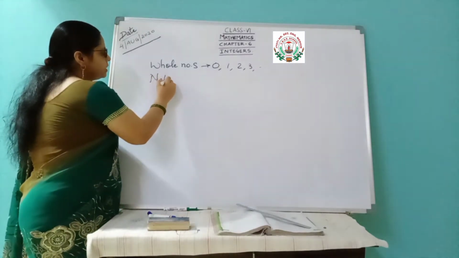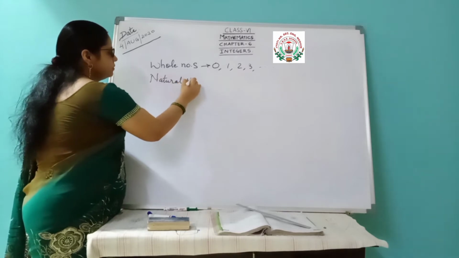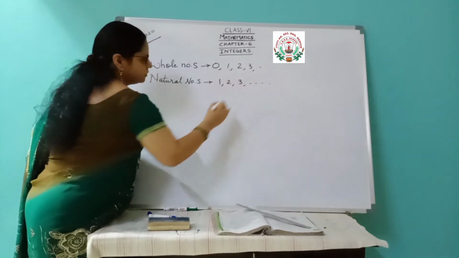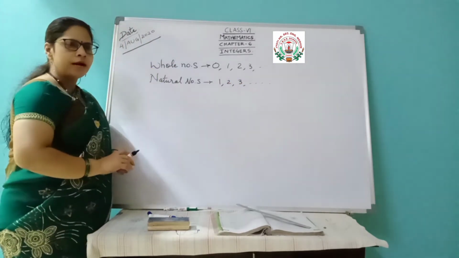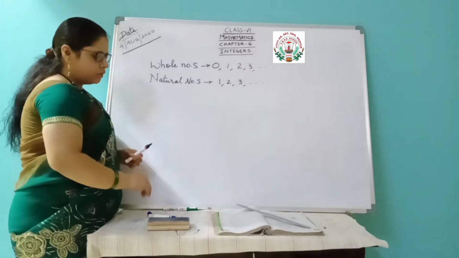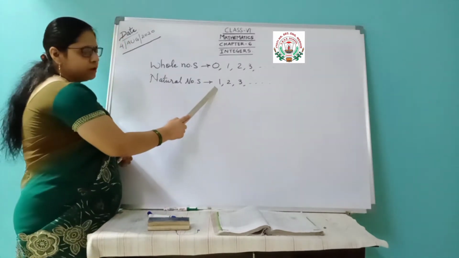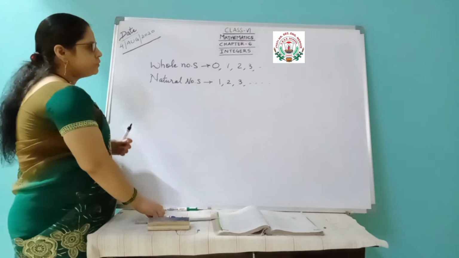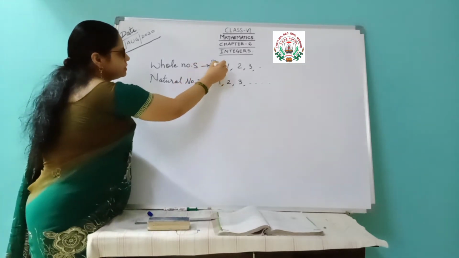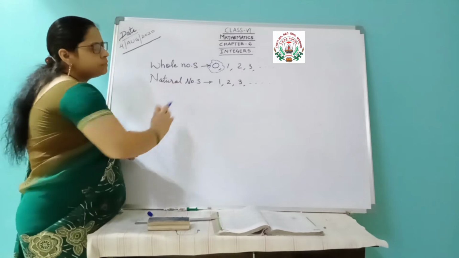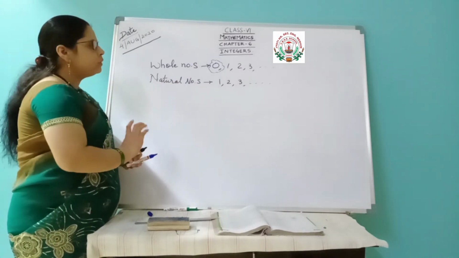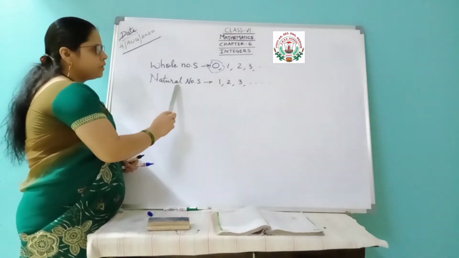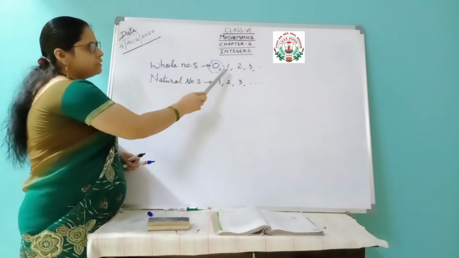Then next, what are natural numbers? Numbers starting from 1, 2, 3 and so on. Whole numbers start from 0, 1, 2, 3 and so on, and natural numbers start from 1, 2, 3 and so on. It can go up to infinity. What is the major difference between these two? Whole numbers consist of this 0, and natural numbers do not contain that 0. This is the only major difference between these two. Whole numbers contain this 0 and natural numbers do not have this 0. The rest of the numbers, 1, 2, 3, are the same.